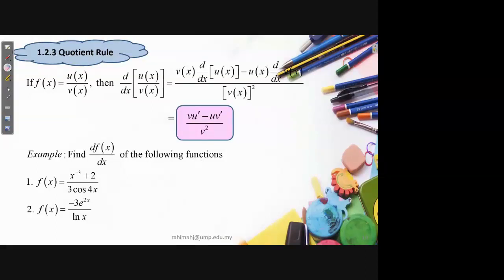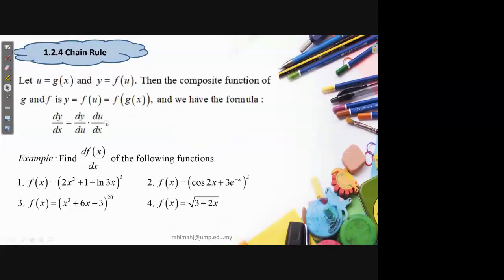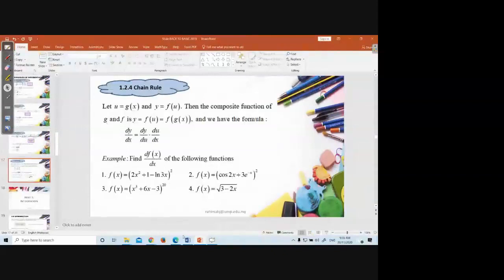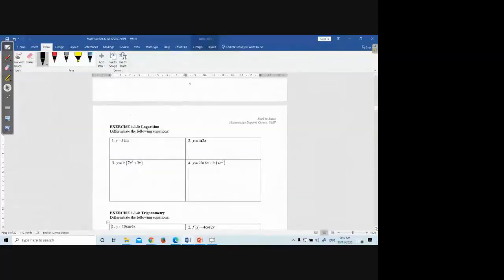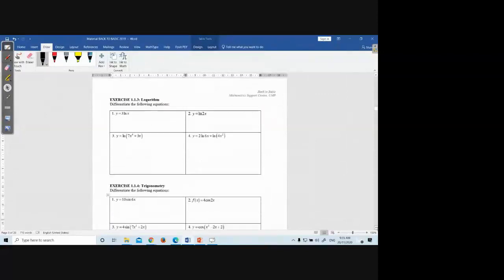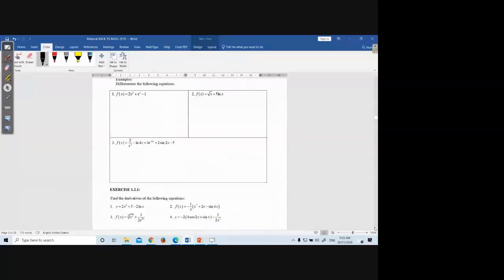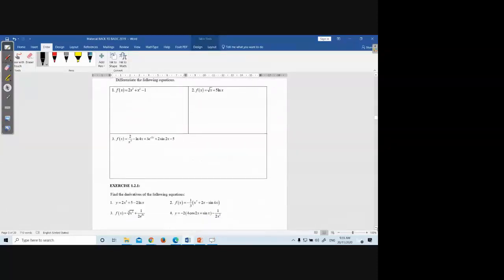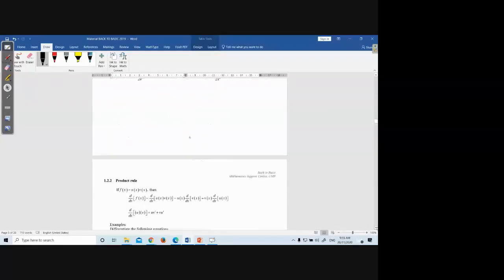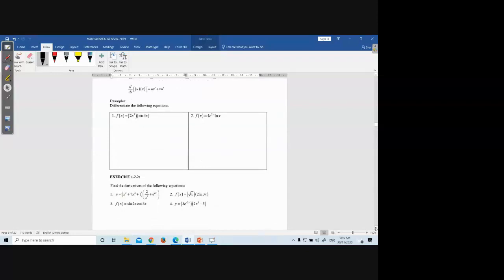Okay, let's practice. Look at your worksheet here, on the techniques of differentiation. The first one is easy. Let's try exercise 1.2.2. We are already done with this example, so let's solve this exercise 1.2.2.